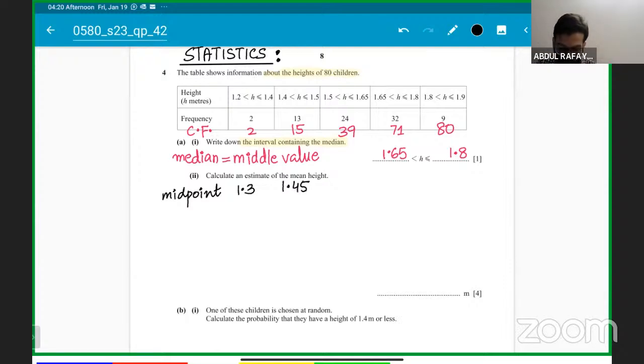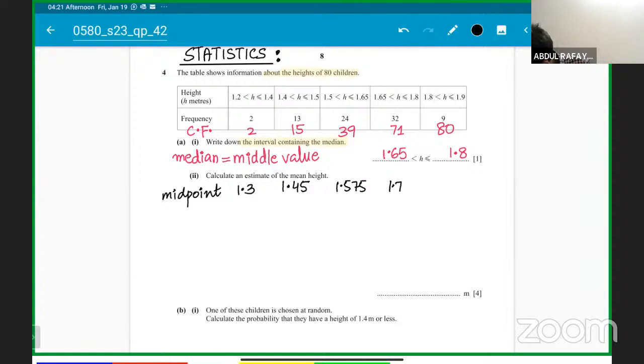And if you are confused about any midpoint, just do it on the calculator. 1.2 plus 1.4 divided by 2. Make sure it's the lower boundary. You will do it 1.5 plus 1.65. Students, just add both of the numbers and divide by 2. So 1.575. Please check my midpoints. If anyone finds any problems, do let me know.